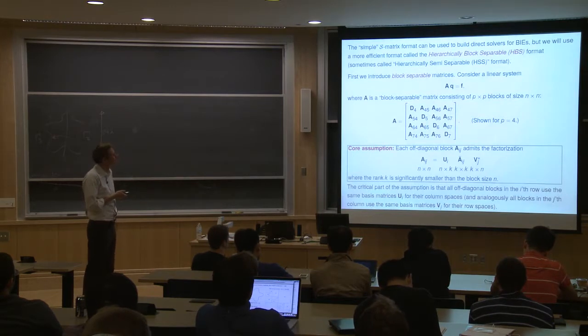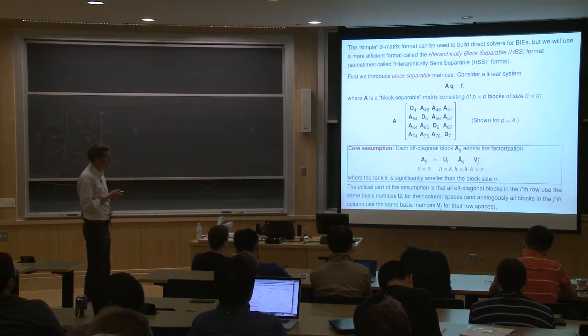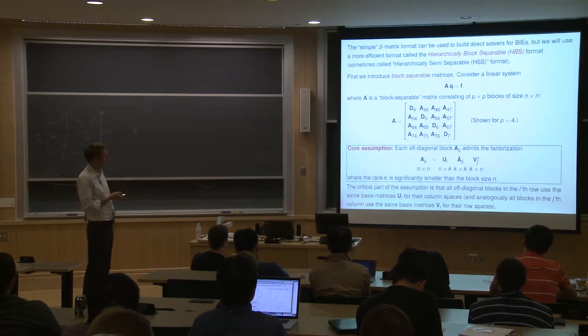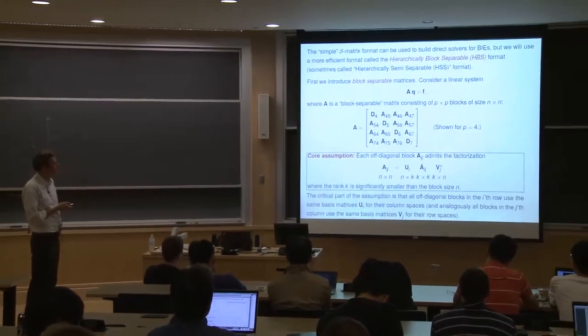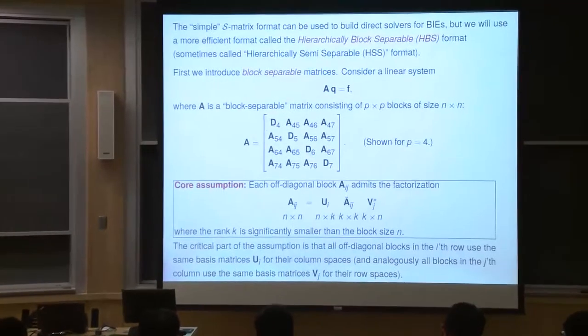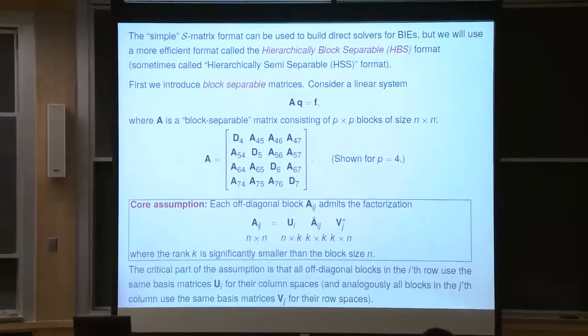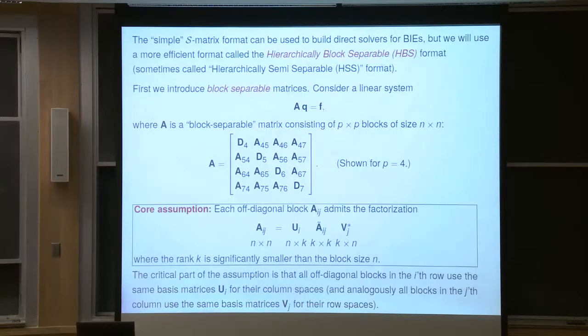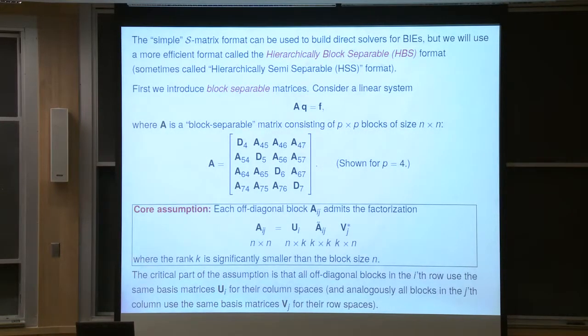I'm going to say that the matrix is in a block separable format if you tessellate it like this, so we just split it into blocks that are basically equisized, and then each one of the off-diagonal blocks individually admits a factorization of this type. So each off-diagonal block here has numerical rank at most k. And of course, the implicit assumption is that the rank is substantially smaller than the block size. Otherwise, this would be pointless.